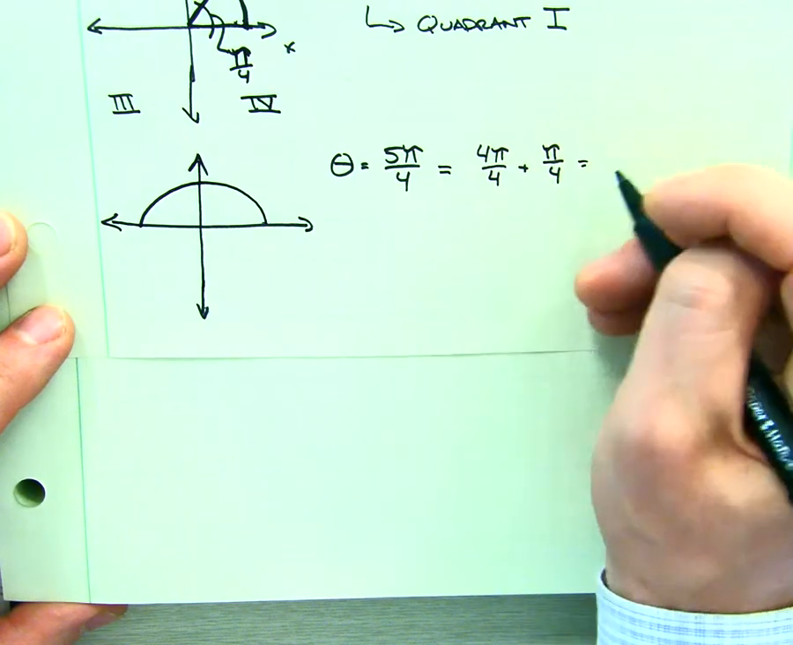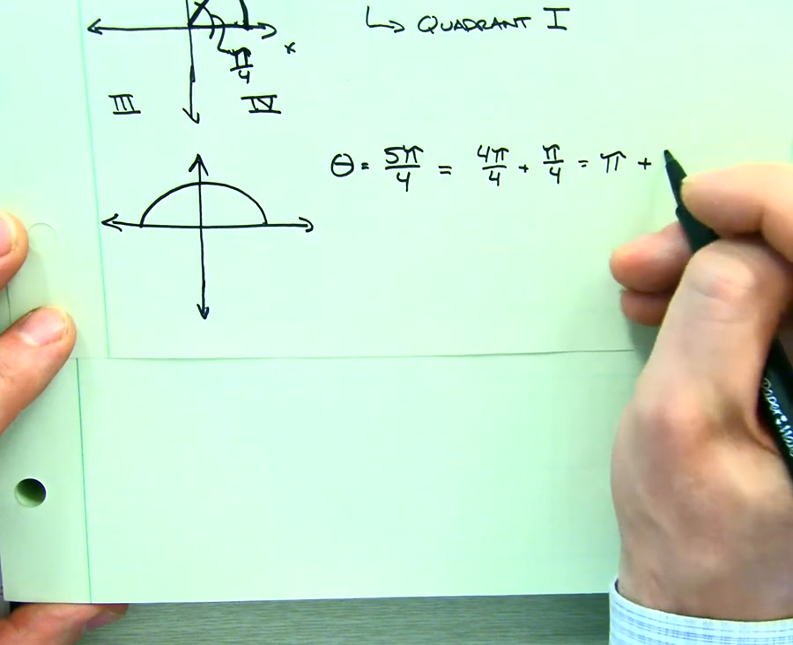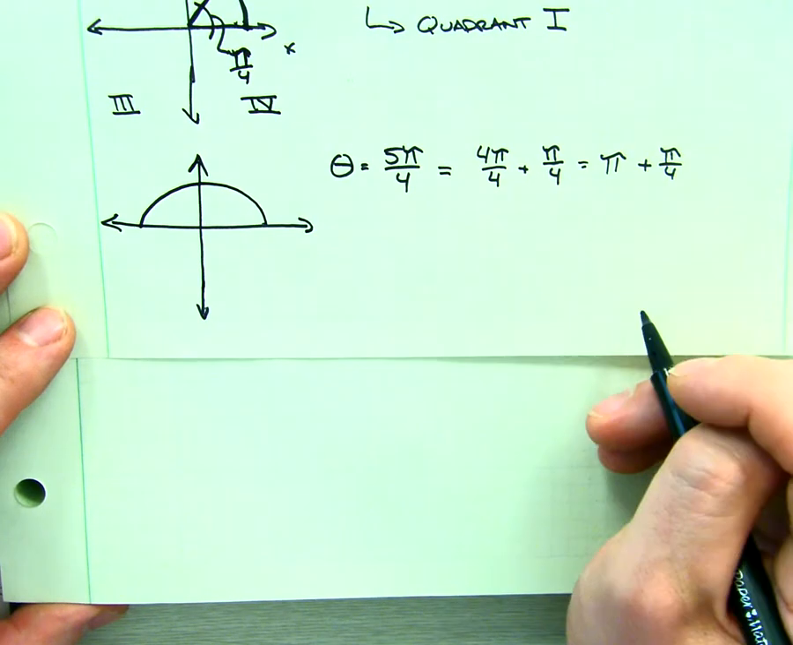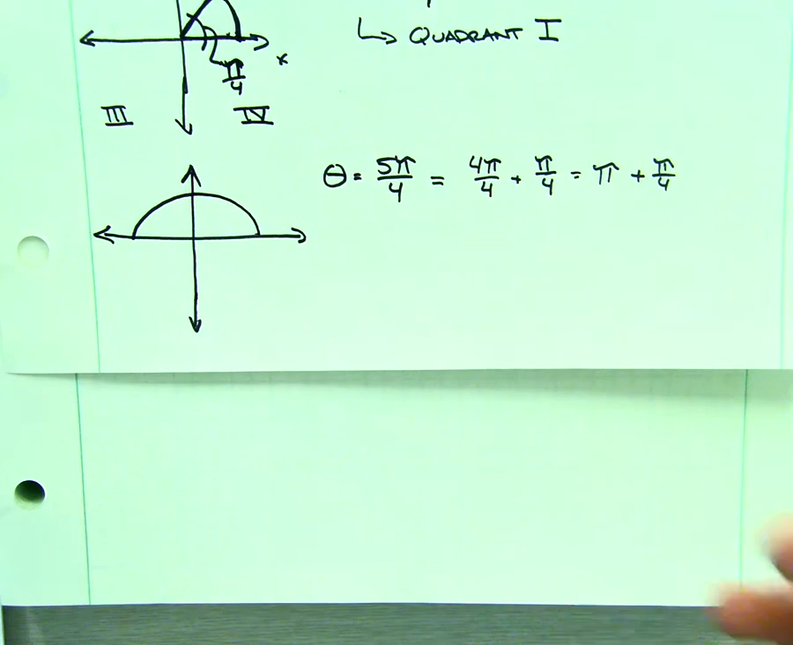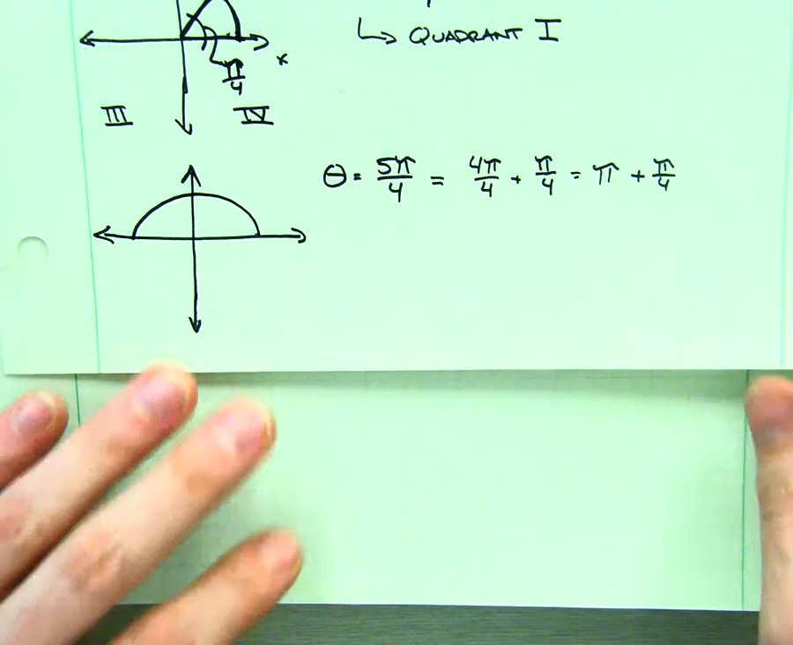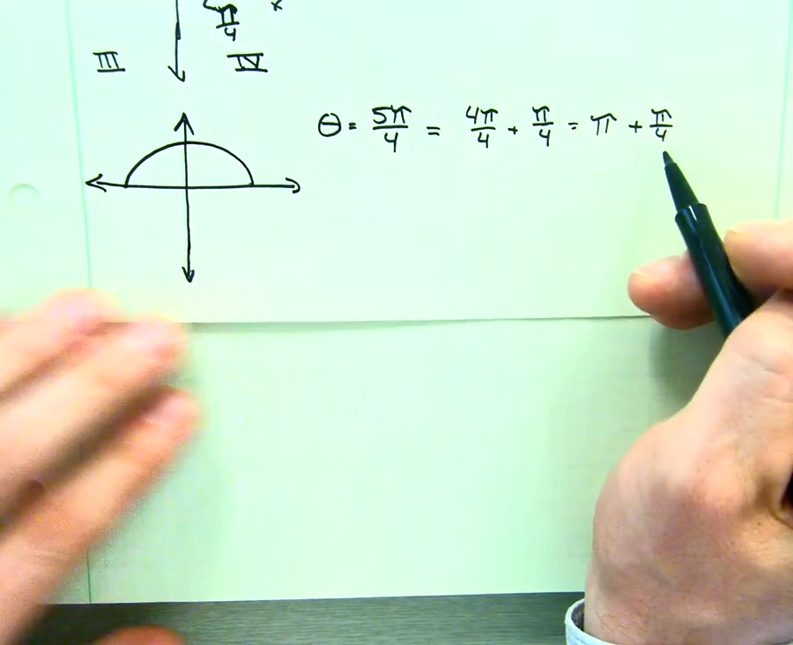And then 4 pi divided by 4, 4 over 4, that just becomes 1, so I'm talking about pi, plus pi divided by 4. Same thing, I'm just rewriting my 5 pi over 4, so it's just a different way of thinking about it. When you guys get good, you'll be able to do this really quickly in your head. So I've got 5 pi over 4 is equal to pi plus pi over 4.